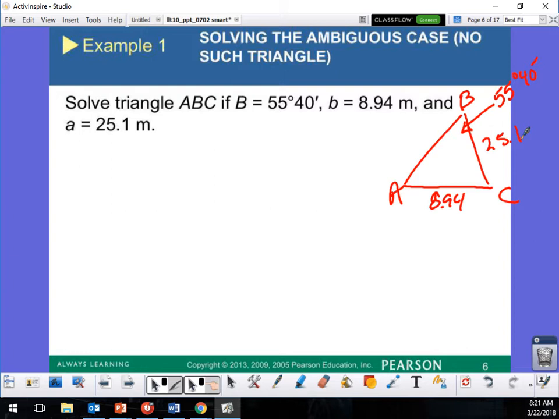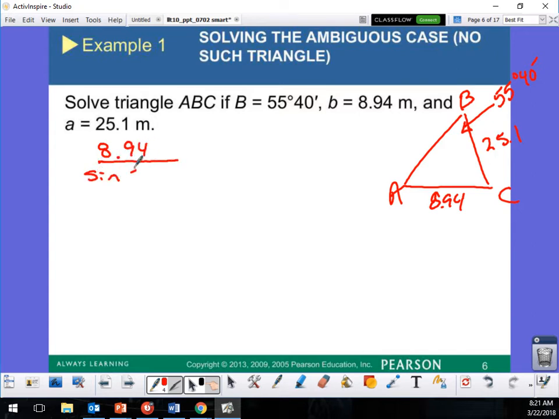Yes? Okay. All right. Now, do I have a pair? What pair do I have? Big B and little b. Very good. I have B's. So I'm going to start with that. I'm going to do my law of sines starting with that. So it's going to be 8.94 over sine 55 degrees is equal to 25.1 over sine of A. Sine of A. That's important. Now, if it's sine of A, I have to go backwards on this, right?